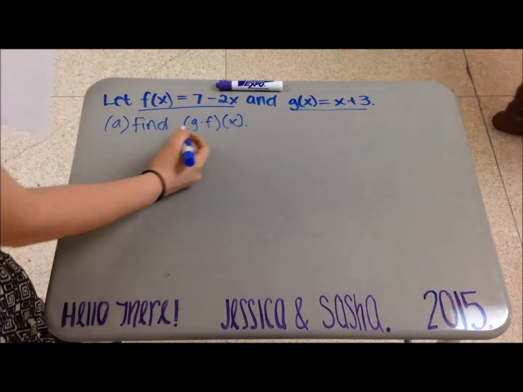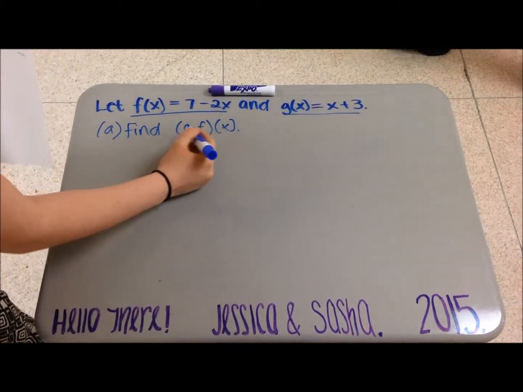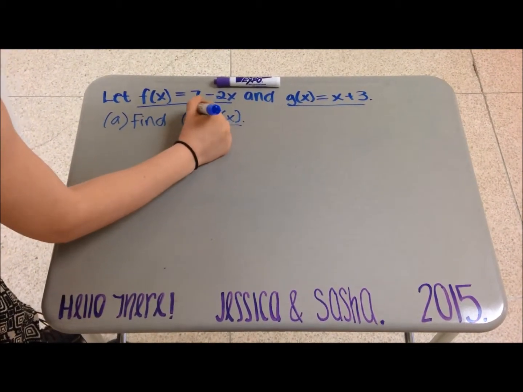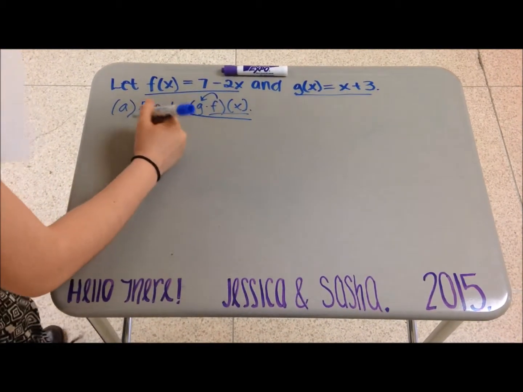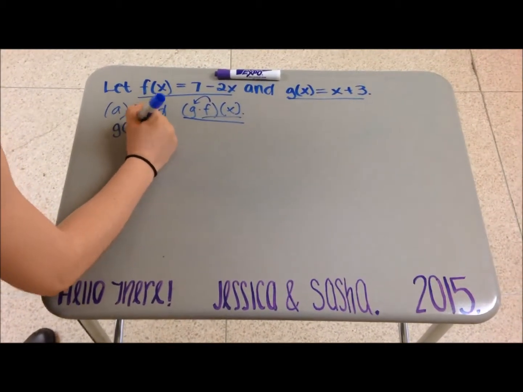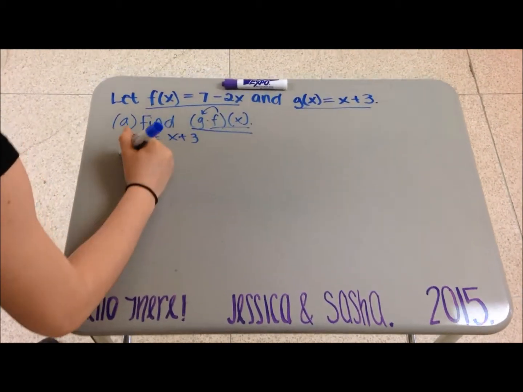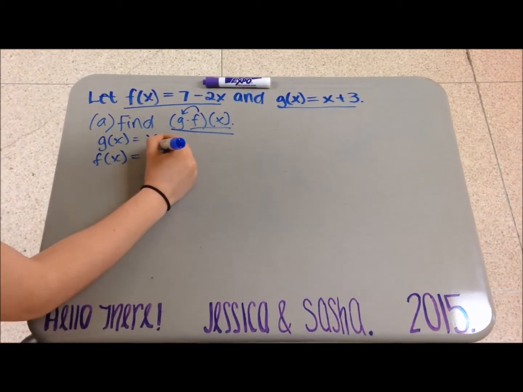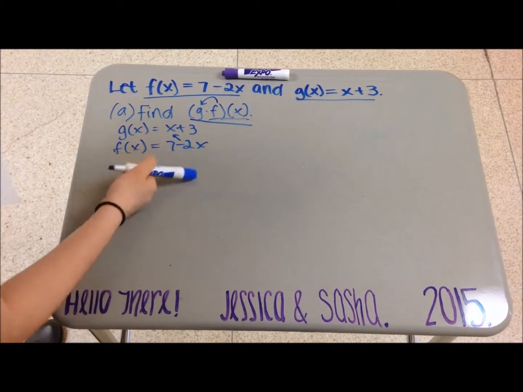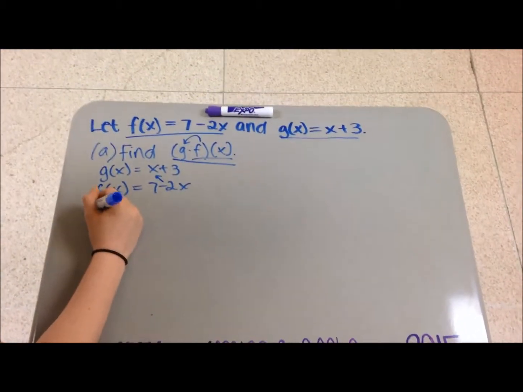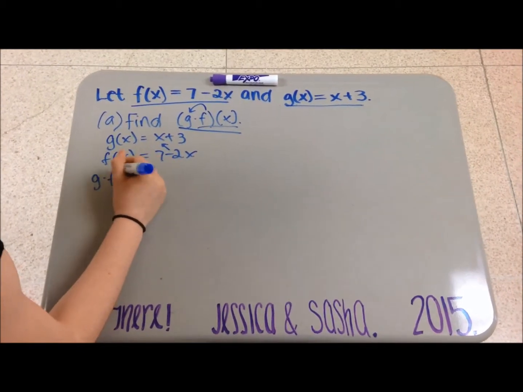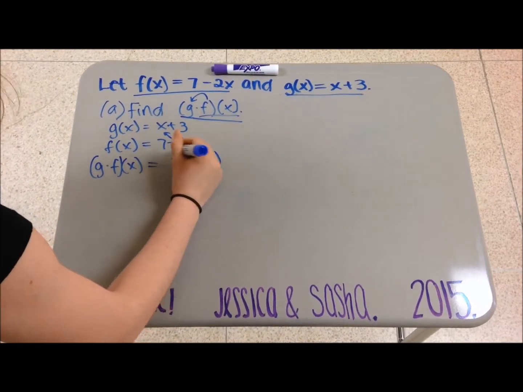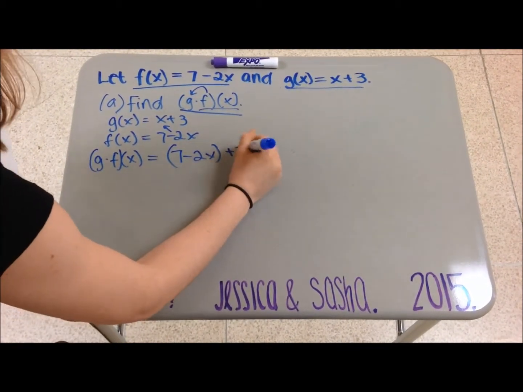This problem is asking for g of f of x, which means you put the f equation into the g equation. We have g of x equals x plus 3, and f of x equals 7 minus 2x. We're going to input this equation into the x variable, because that's our substitution. So g of f of x equals 7 minus 2x, which we put in parentheses to replace the x, plus 3.